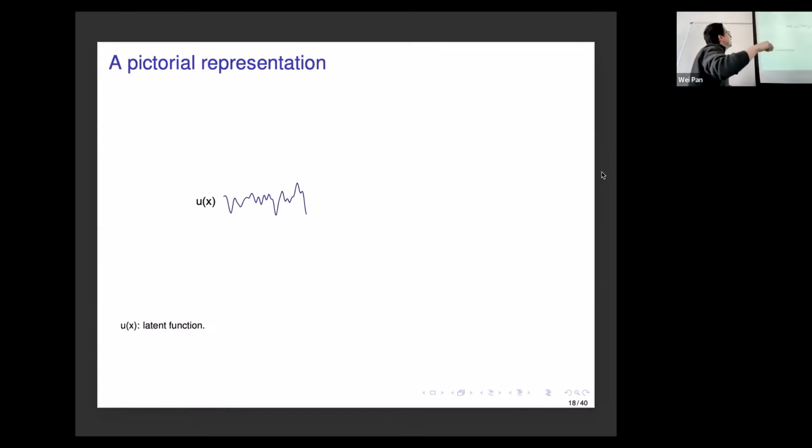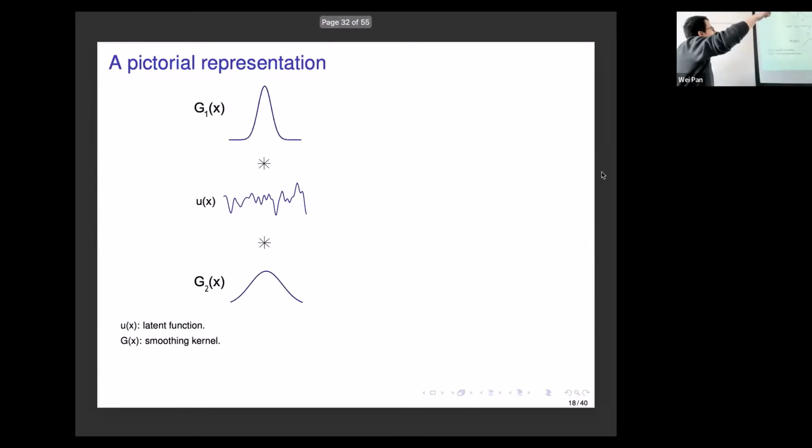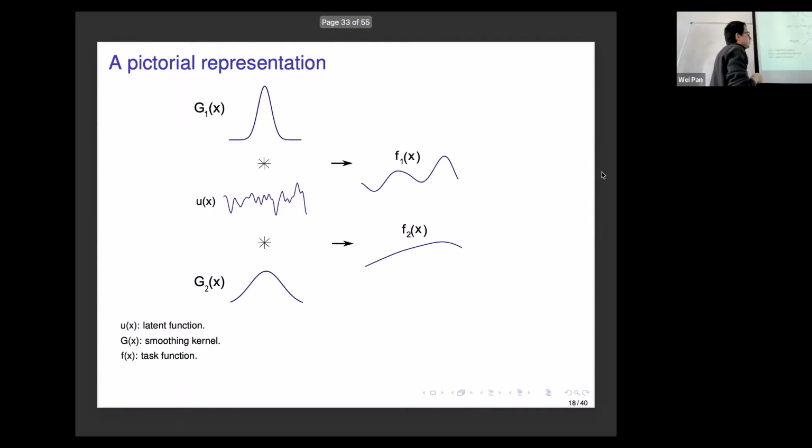So this is a very cartoonish way of looking at this. You have this latent process, then you do these convolutions with these smoothing kernels, one per output, and then you have the different representations for your outputs. So in this one, you have this one is more smoothed than this one.